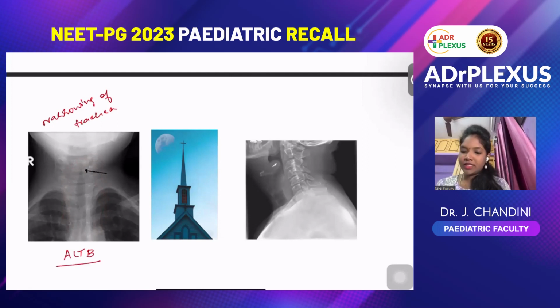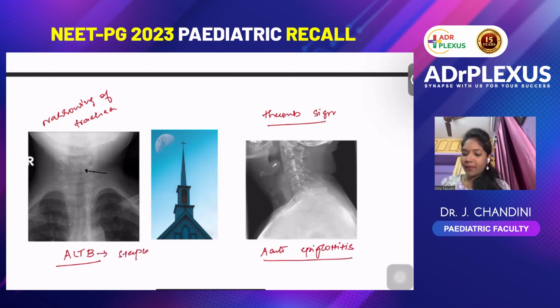Now, what about the second X-ray? Can you see here? This is a lateral X-ray of the neck where you can see a thumb-like sign. This is called the thumb sign. Where do you see thumb sign? Thumb sign is seen in acute epiglottitis. So in ALTB or croup, you see steeple sign, and in acute epiglottitis, you see thumb sign. Okay, clear with the first question?